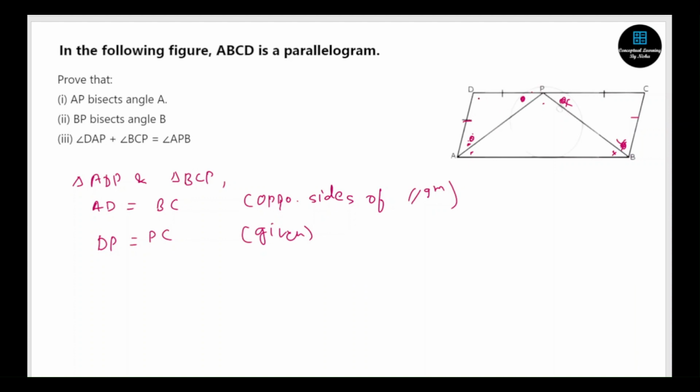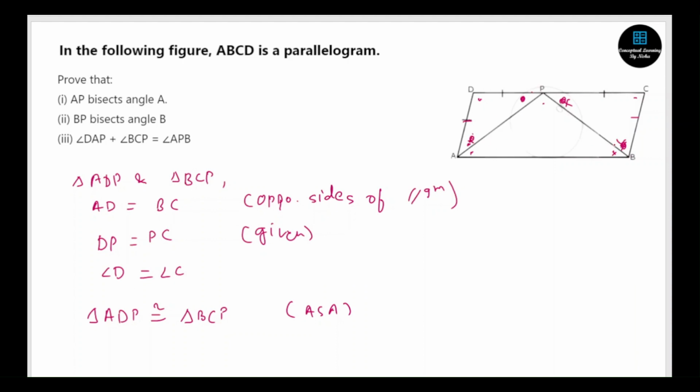So now, automatically the remaining angles, this and this, are equal, correct? So what can I say? Angle D equals angle C. Okay, and hence by ASA, what can I say? Triangle ADP is congruent to triangle BCP. Okay, ASA congruency.